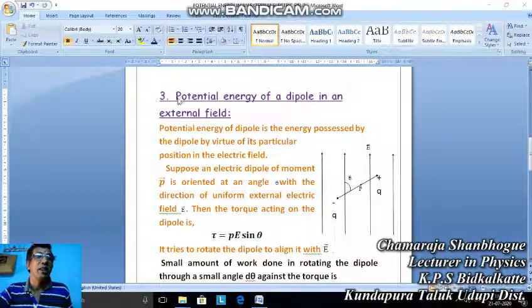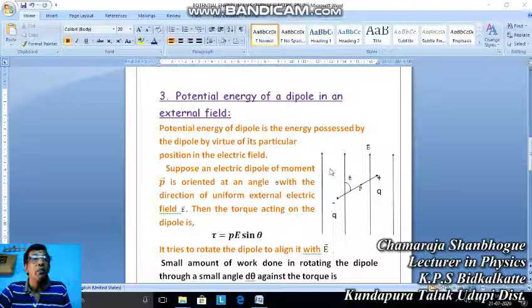Now we study potential energy of a dipole in an external electric field. If we place a dipole in an external electric field, how much energy is stored in the region of electric field due to the dipole? That is known as potential energy of a dipole in an external electric field. Energy possessed by the dipole by virtue of its particular position in the electric field is called potential energy of a dipole.